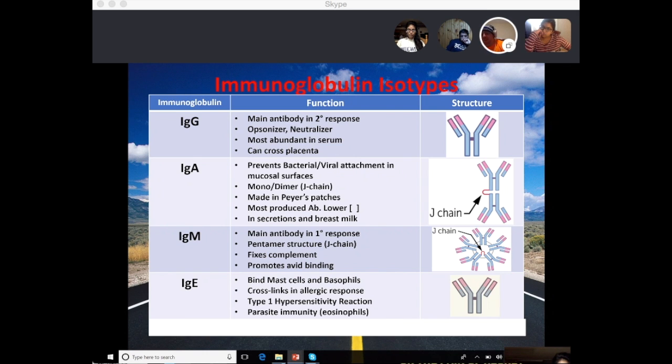They activate eosinophils. And this one has the lowest concentration in serum overall. And then IgD, it's of unclear function, but it's found on B cells. And IgD, IgE, and IgG are all monomers.